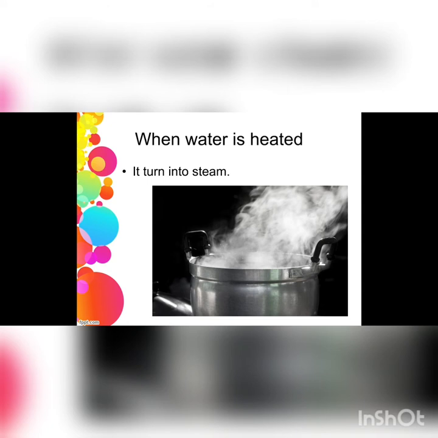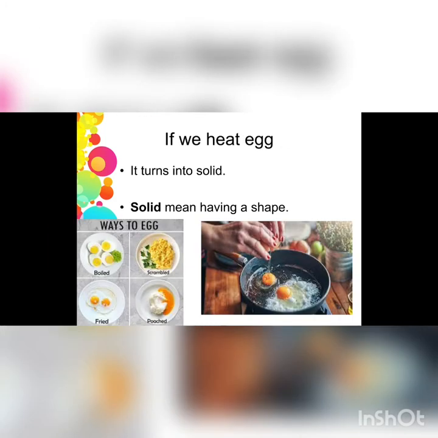Now, when water is heated, it turns into steam. It does not melt because it does not turn into liquid, because water is already liquid. When we heat water, it turns into steam. Okay, what would happen if we heat eggs? Raw eggs are liquid. When we heat them, they will turn into solid.